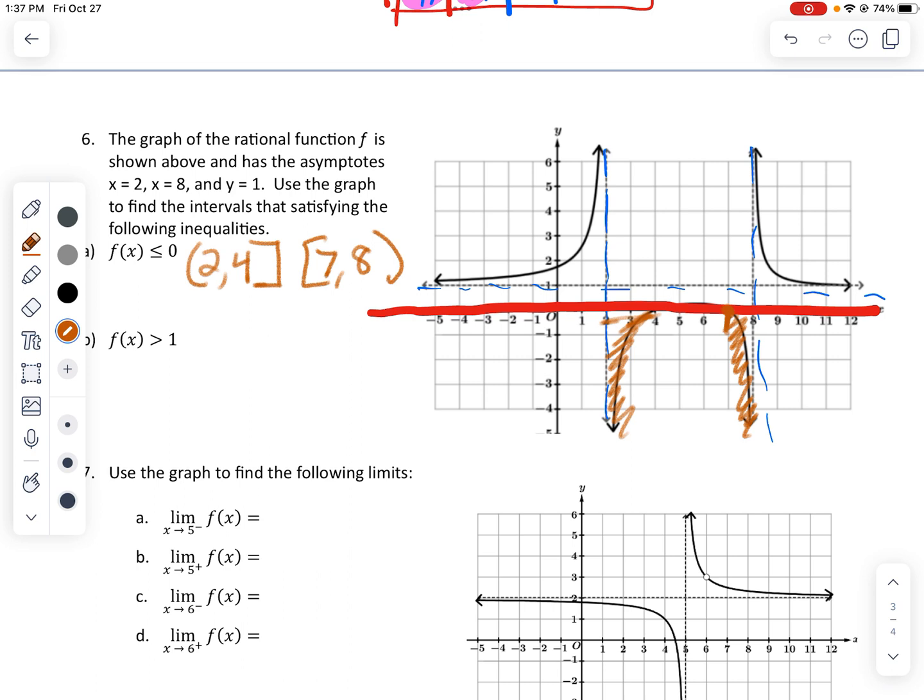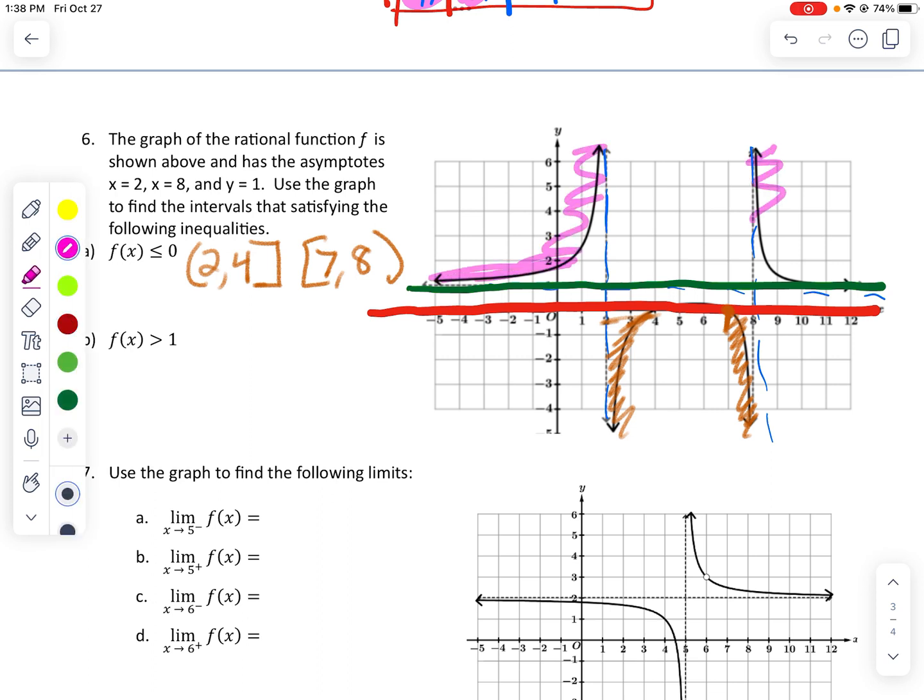Now the next part is asking, when is it greater than 1? So here is the line of 1. When is it above 1? Well, here it's above 1, and here it's above 1. So how do we describe that part? Well, from our x values, from negative infinity to 2, and it'll be a parenthesis because it doesn't quite reach 1. It just asks up to 1. And then again from 8 to infinity.